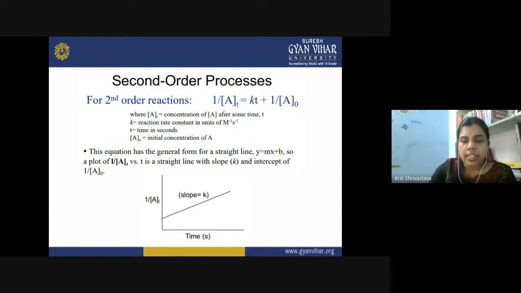Now from this integrated rate law, what are the findings? If you plot a graph between 1 upon At and time, you get a positive slope. A straight line is obtained, the slope is the rate constant, and the intercept is 1 upon A naught. That we can obtain from this integrated rate law.